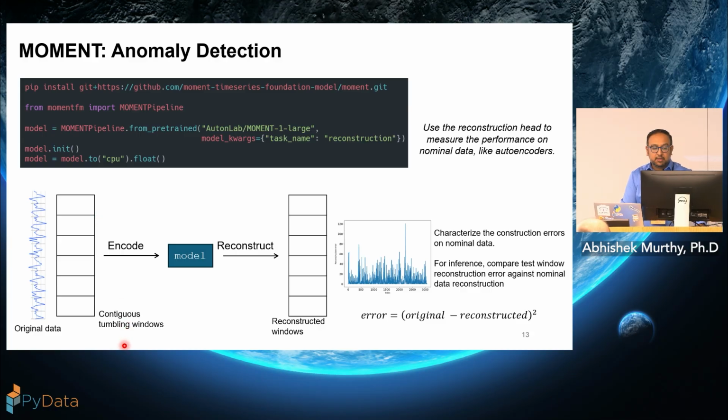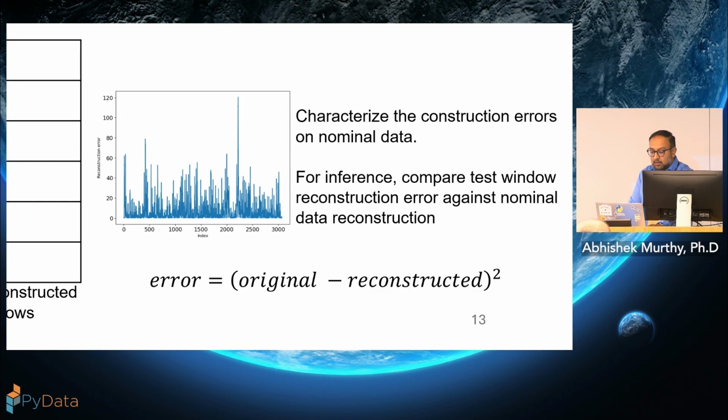tumbling continuous windows, and then use the model to create the low dimensional embedding, right? So we're going to encode our windows using this model that we get from Moment, and we're going to reconstruct it. They have functions for encoding and reconstructing. And we're going to compare the reconstructed windows from Moment with the original windows, and look at the reconstruction errors. So the reconstruction errors look something like this, right? And I'm just going to measure how far the reconstruction is from the original.